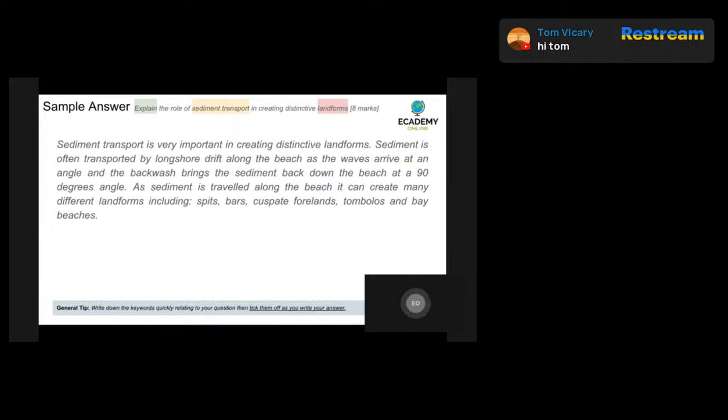Now, if you're going to write an introduction in the exam, this would be a really good example of how to write one, because the candidate has identified the role of sediment transport and then qualifies it by saying that these are the landforms that they will talk about in their answer as they go forward.